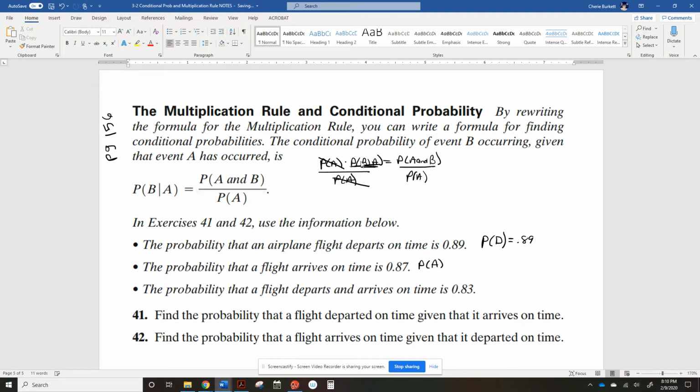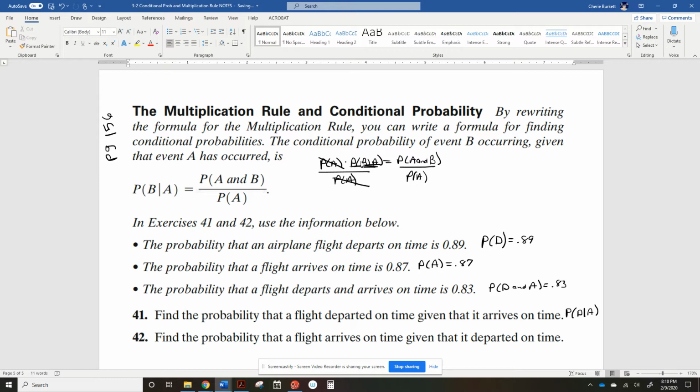The next piece of information: the probability that the flight arrives on time. So just use A for arrival. The probability that it arrives on time is 0.87. Pay attention to what it says. The probability that a flight departs and arrives on time is 0.83. Find the probability that it departs on time given that it arrives on time. So departs given arrival. So we're looking for this right here. This is what we're trying to find.